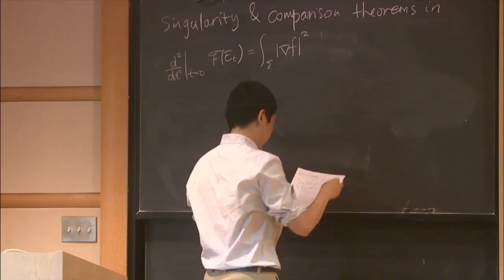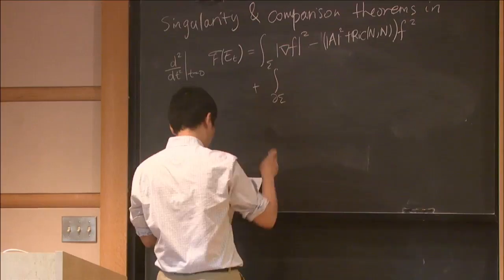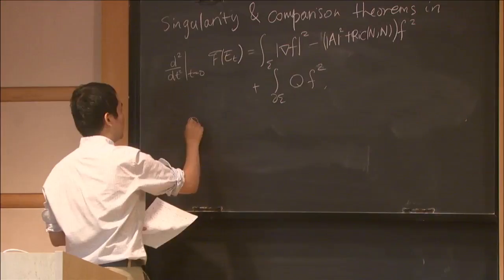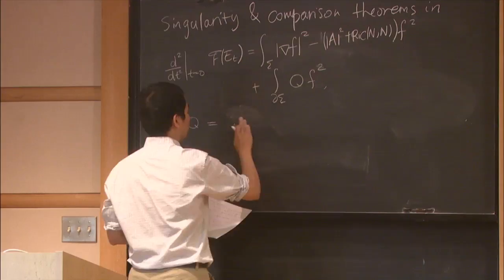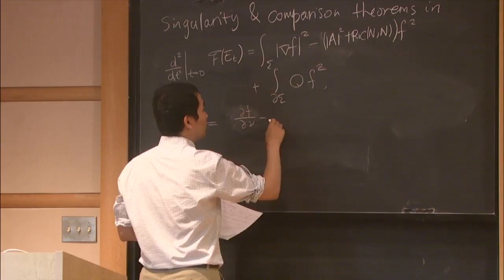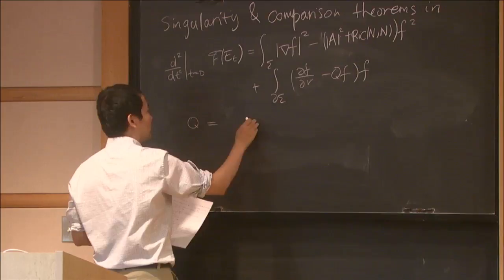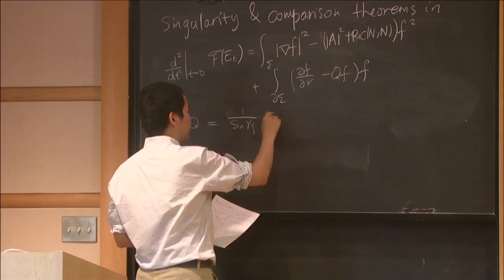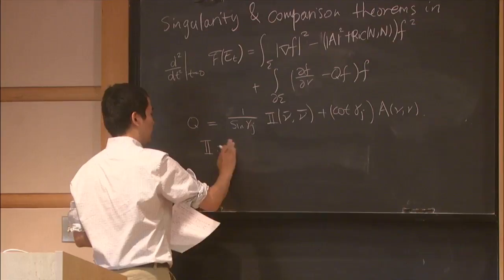So the first part is still the interior area part. And the second part is a boundary part. Let's call it Q F squared, where Q is equal to this. Sorry, let me write it as D F D nu minus Q F times F. And Q is 1 over sin gamma_j times the second fundamental form acting on nu nu plus cotangent gamma_j times A(nu, nu), where this notation means the second fundamental form of the boundary of M in M.